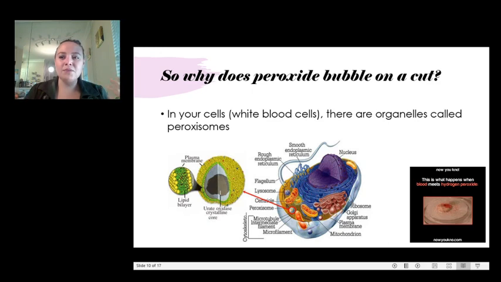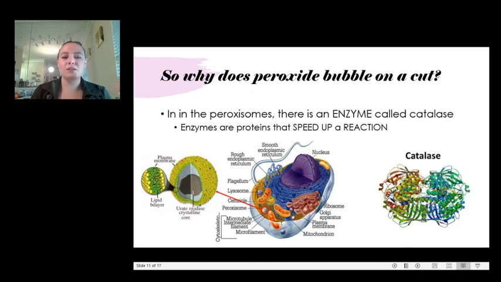So why does peroxide bubble on a cut, and why did the peroxide bubble with the yeast? Because in our cells, and in the yeast cells, we have an organelle called peroxisome. And so as a GIF right here, when we add blood with peroxide, we see foam, just like we did with the yeast. And that's because in the peroxisome, there's an enzyme, proteins that speed up a reaction, in case you forgot from biology, called catalase.